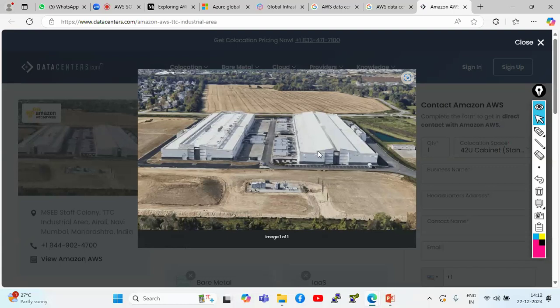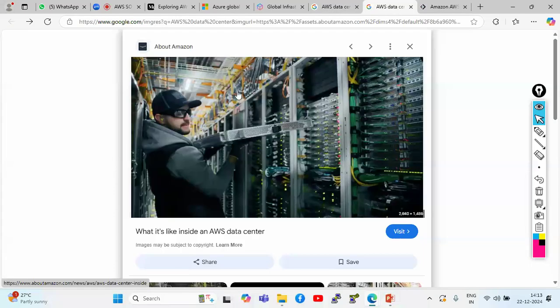Usually, AWS will not publish data center images. I think they have done this for some reasons. This is a very big space, right? Inside a data center, there will be racks. These are the racks you can see.